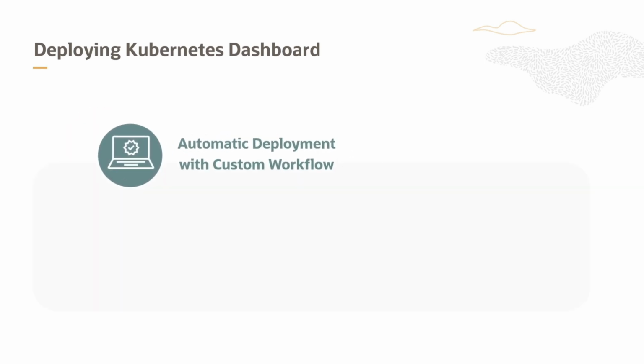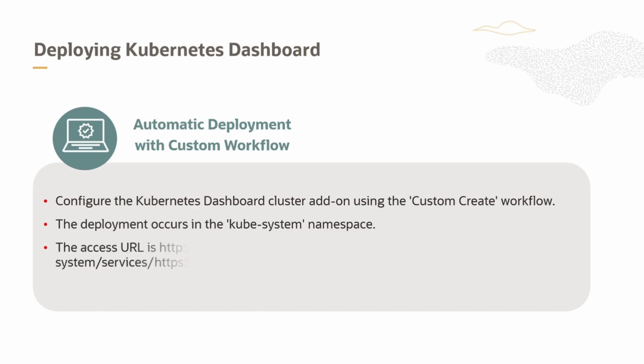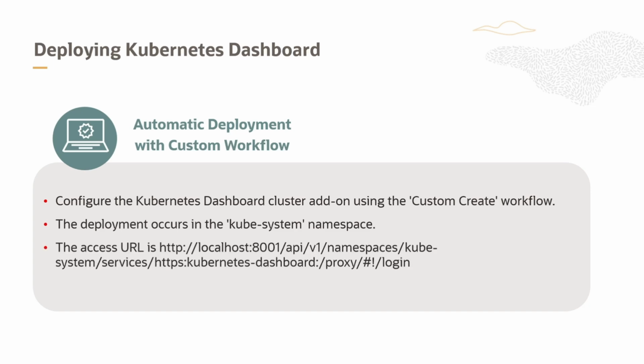The next method is automatic deployment with custom workflow. Opt for automatic deployment during enhanced cluster creation by utilizing the custom create workflow in the console. Ensure that the Kubernetes dashboard cluster add-on is configured and the deployment occurs in the kube-system namespace. The access URL is given on the screen.